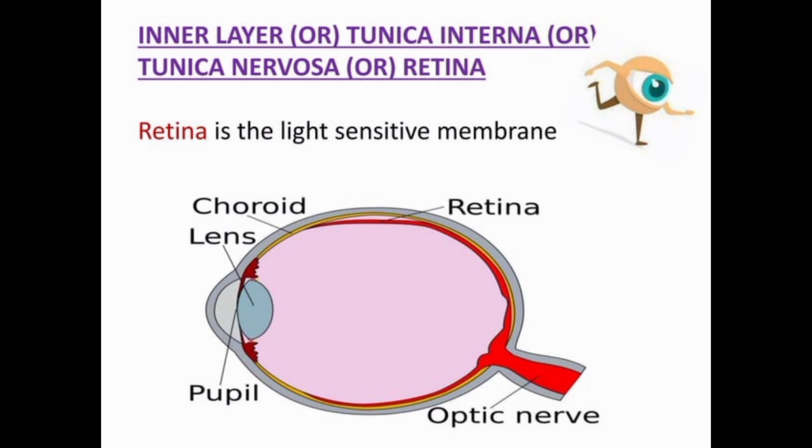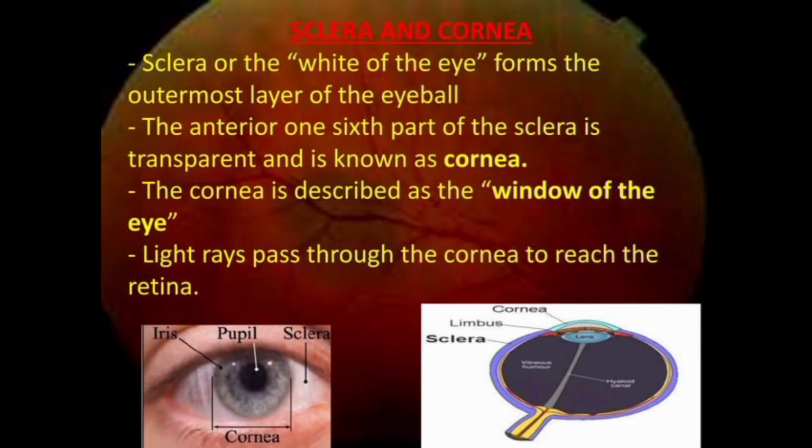Inner layer or tunica interna or tunica nervosa or retina. Retina is the light sensitive membrane. Sclera and cornea. Sclera, or white of the eye, forms the outermost layer of the eyeball. The anterior one-sixth part of the sclera is transparent and is known as cornea. The cornea is described as the window of the eye. Light rays pass through the cornea to reach the retina.